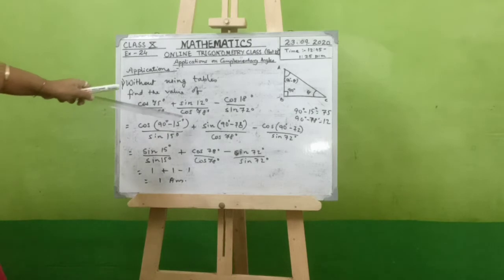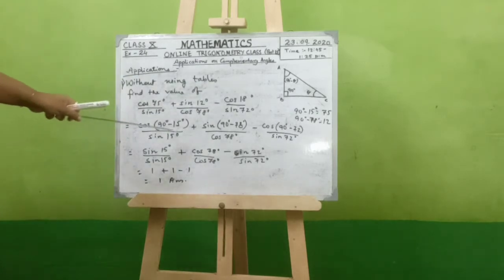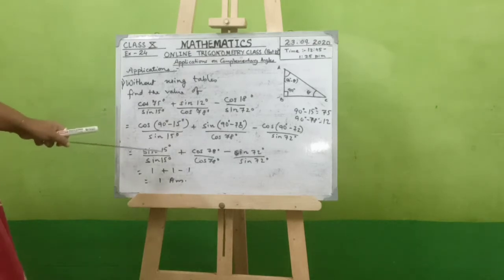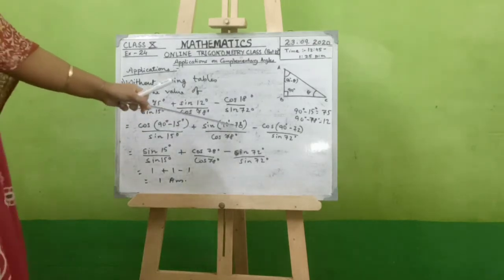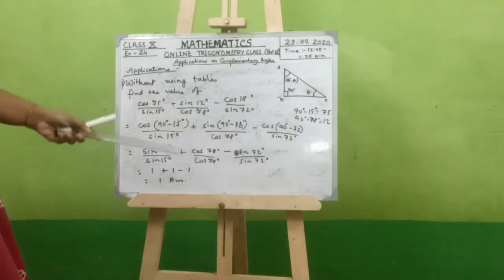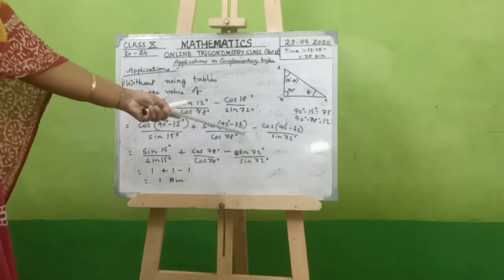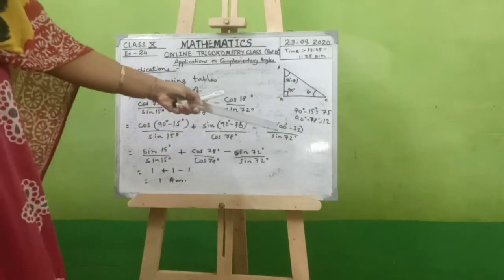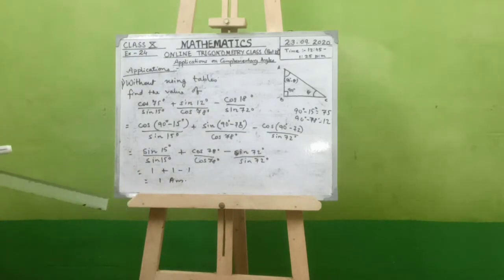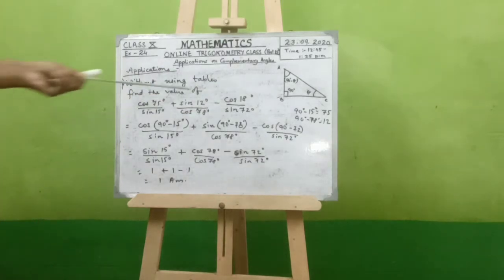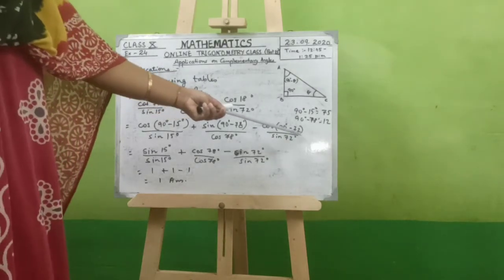Now, cos (90 minus θ) is equal to sin θ, so we get sin 15° by sin 15°. Sin (90 minus θ) is equal to cos θ, we know. So instead of sin (90 minus 78), we will write cos 78°, so cos 78° by cos 78°. 90 minus 72 is 18. So instead of cos 18°, we are writing cos (90 minus 72)°.